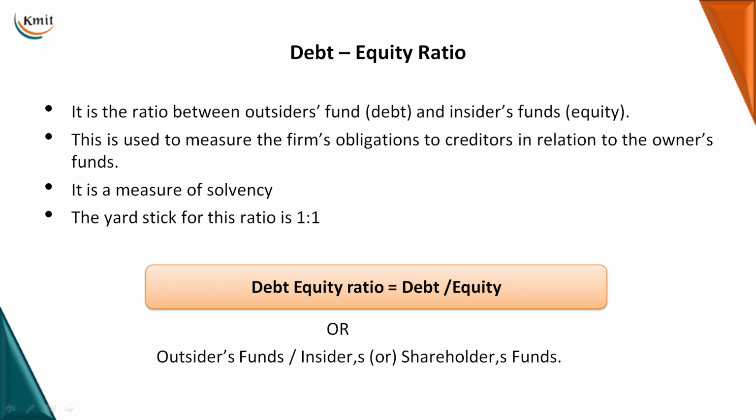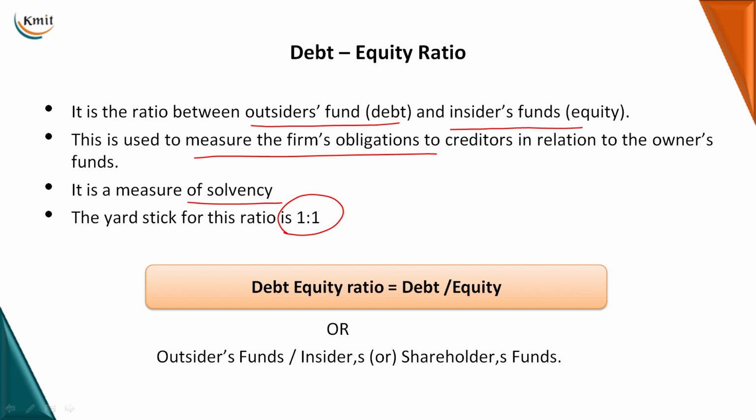Debt equity ratio. It is a ratio between outsiders funds, that is the debt raised from the outsiders or investors, and the insiders funds, that is equity funds. This is used to measure the firm's obligation to creditors in relation to the owner's funds. It is a measure of solvency, and the yardstick for this ratio is that the debt equity ratio should be 1:1. That is the standard ratio the company has to maintain.